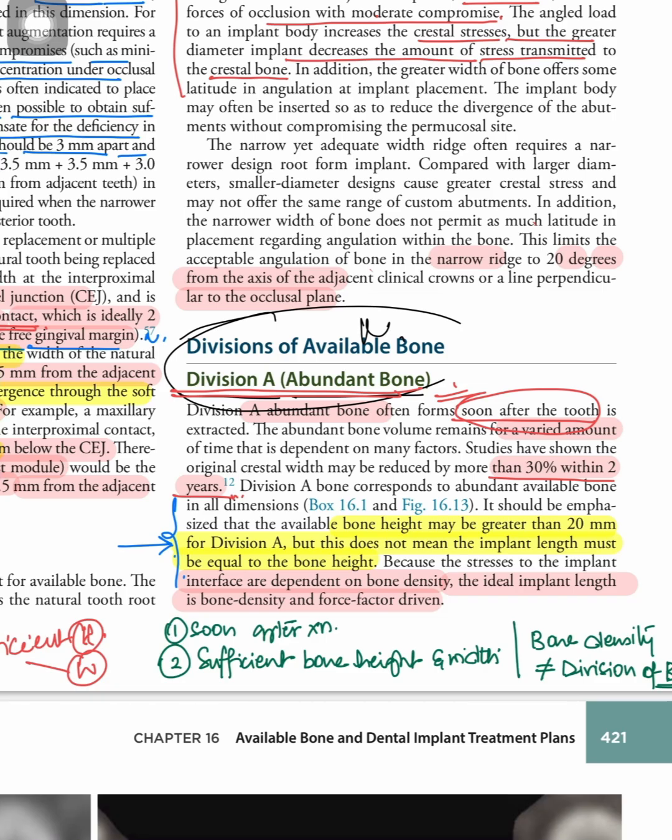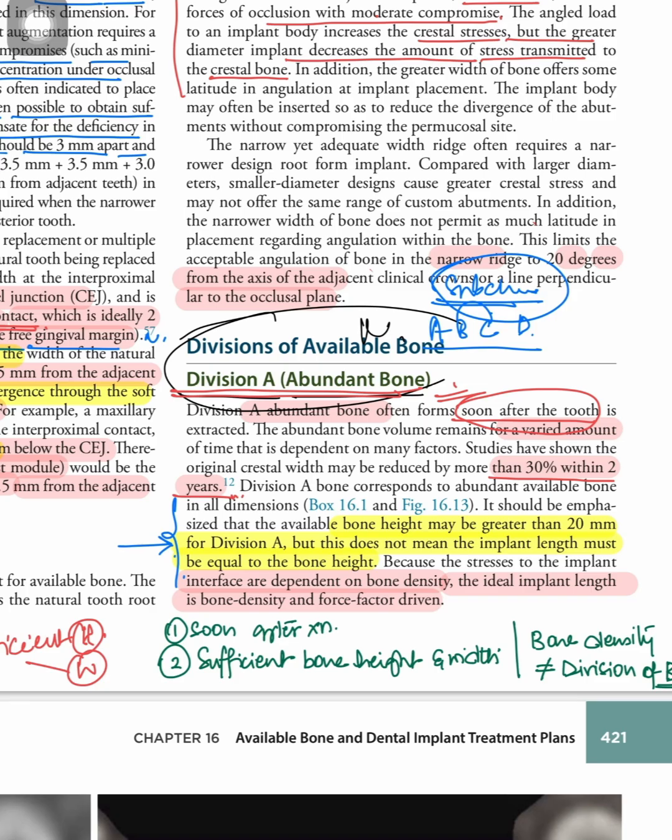of the bone. So divisions of the available bone we have classified into A, B, C, and D. B and C have subclassifications. So we'll discuss each of them in detail and see how a particular division of bone impacts your treatment plan. So let's start with division A bone. Division A bone is the abundant bone, the most ideal bone.